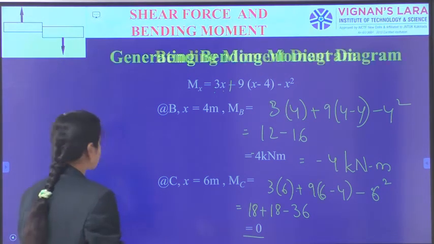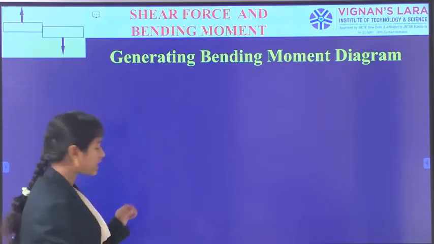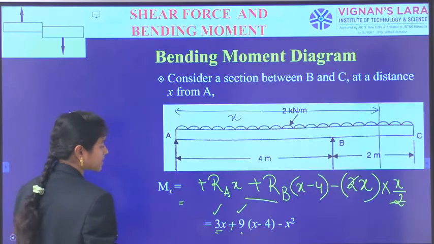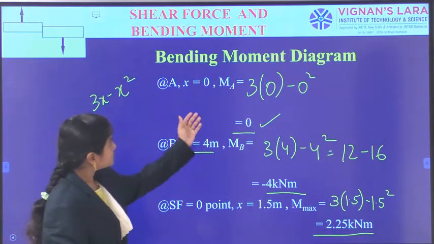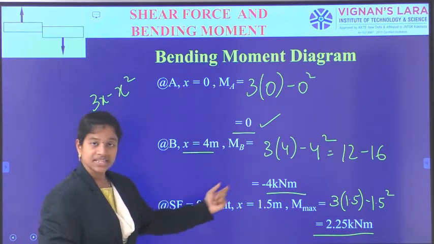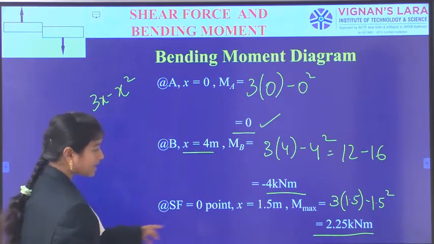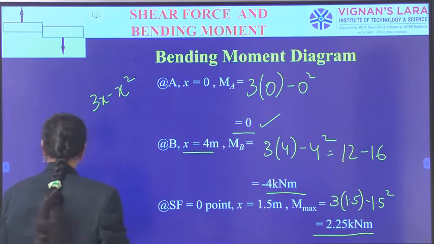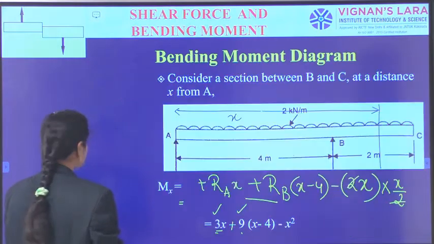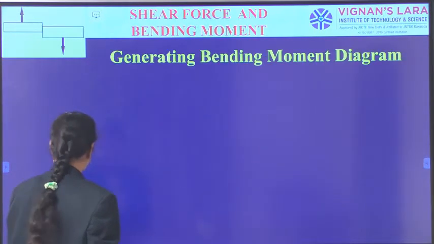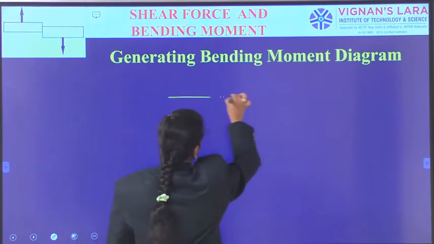Now we are going into generating the bending moment diagram. The first step is taking RA, so MA is equal to 0 and MB is equal to minus 4. And in between, at 1.5, I should have 2.25. For that, I am indicating the original loading figure also for reference.